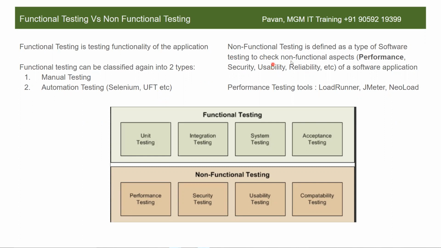Next, what is non-functional testing? Performance testing is not the one and only non-functional testing. There are a couple of other types of testing which come under this non-functional testing. Non-functional testing is defined as a type of software testing to check the non-functional aspects. What do you mean by non-functional aspects? Performance, security testing, usability testing, reliability testing of a software application. All these are called as non-functional testing.